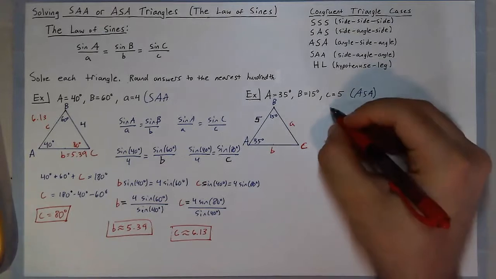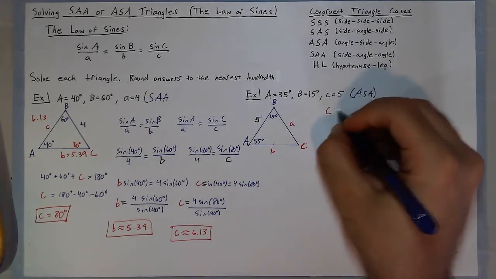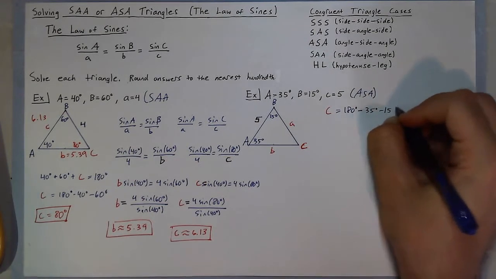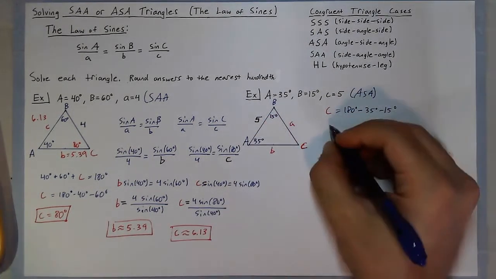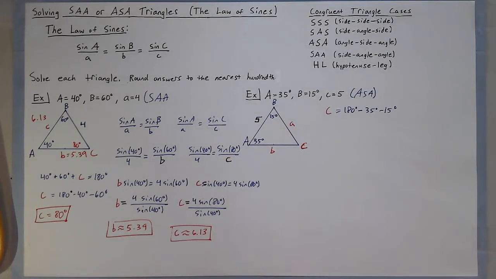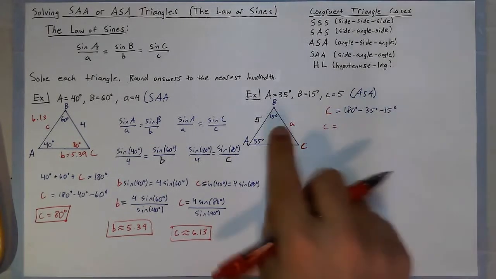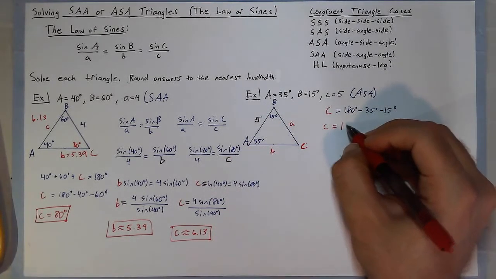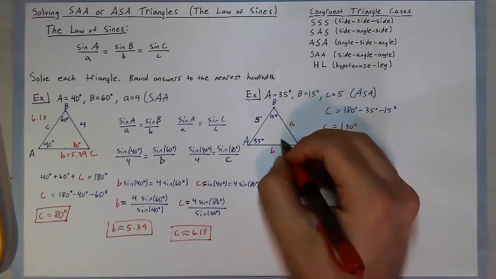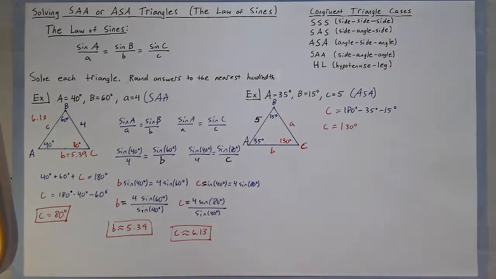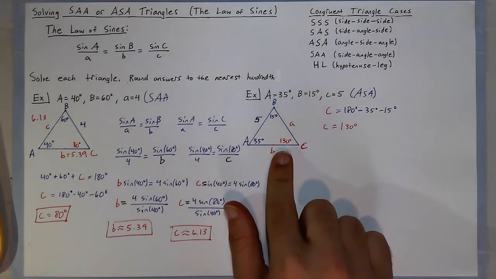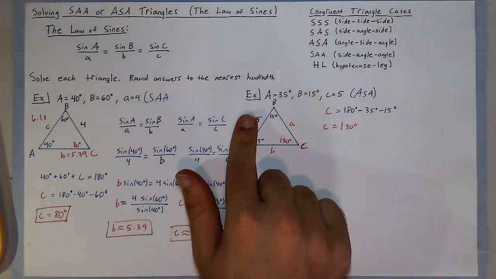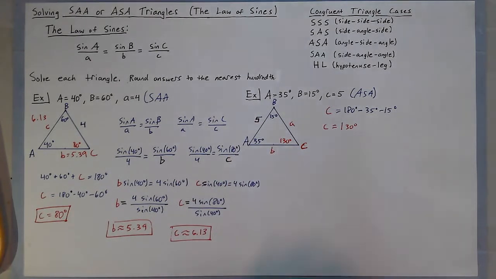So C would be equal to 180 degrees minus 35 degrees minus 15 degrees. Take away the other two from 180, and that gives me C is equal to 130 degrees. So even though this graph doesn't look like it has an obtuse angle at C, I know from solving this that it is 130 degrees. So this would have been an obtuse angle if I were to redraw it. But now that I have what angle C is, and I have side C, I can now use that to find the values of the other trig functions.